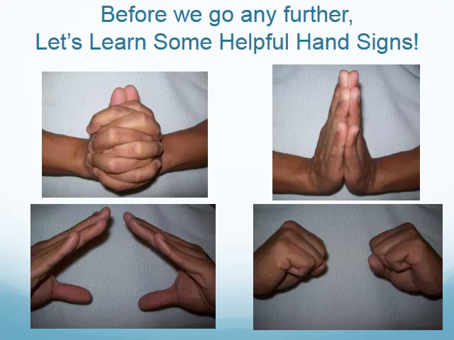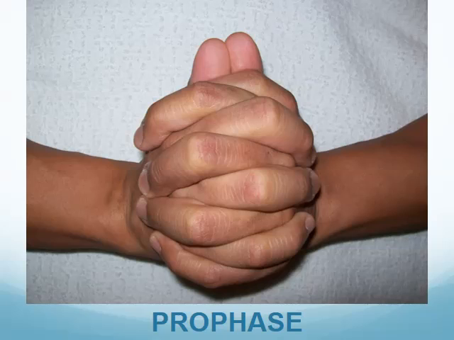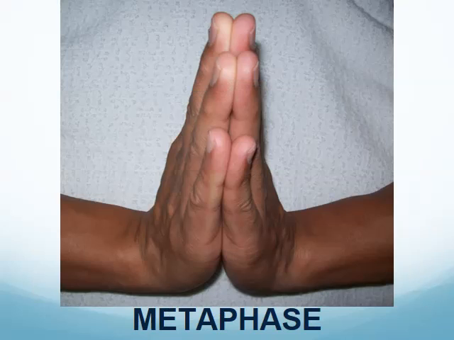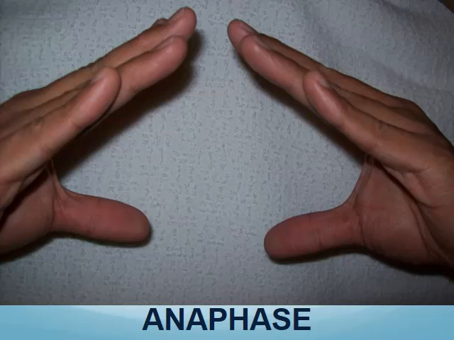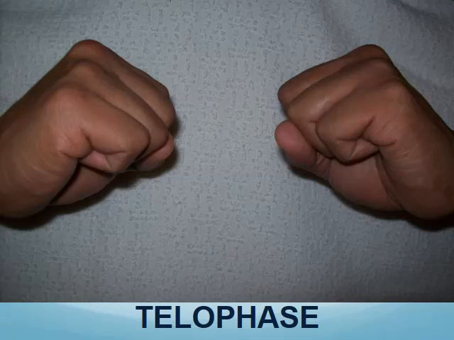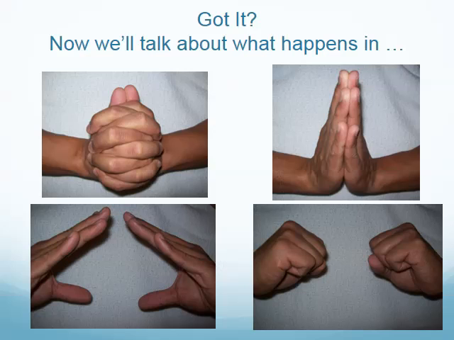So we have 4 different hand signs here, each one corresponding to a different stage of mitosis. We have one where our hands are clasped together, one where they're kind of straight up and down, one where we have 2 almost dinosaur-looking things facing each other, and then we have 2 fists. The first is prophase. The second is metaphase. The third is anaphase. And the fourth is telophase.